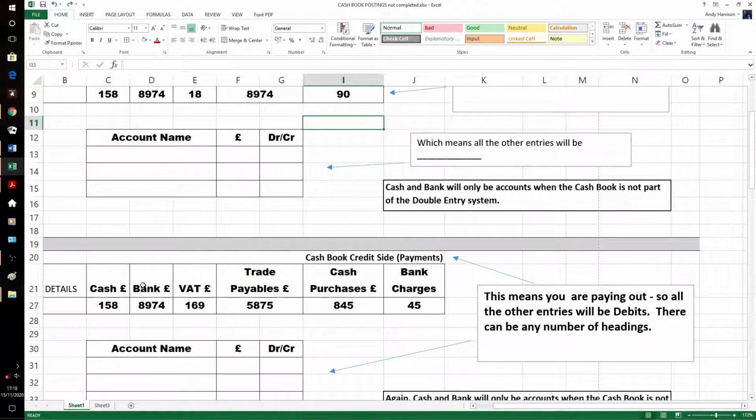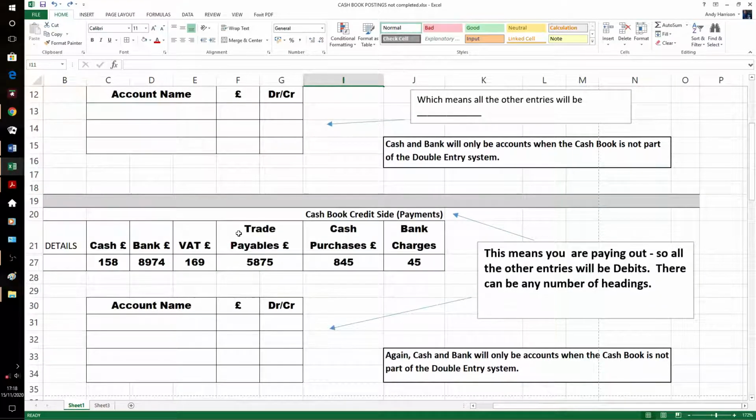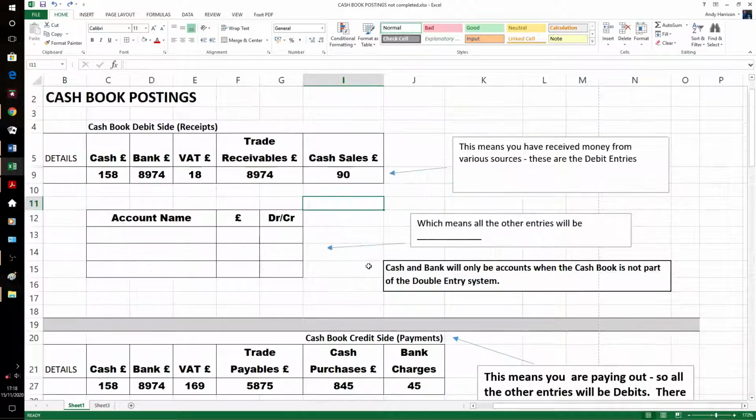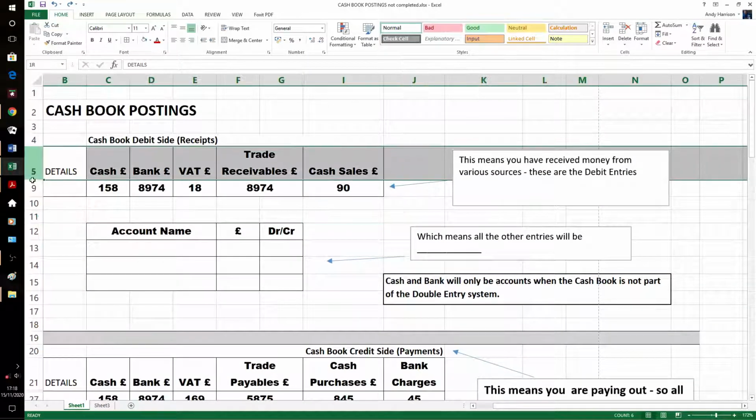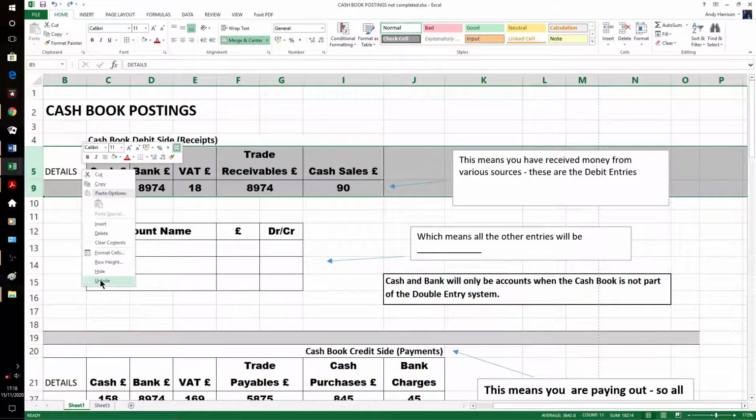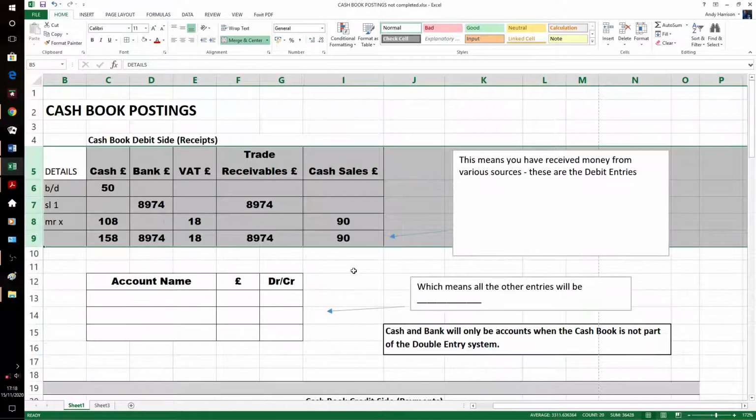So this is a 2-column analysed one. You would anticipate a lot more headings in a credit side of a cash book. So again, we're paying suppliers, making some cash purchases, we've got some bank charges. However, what AAT don't show you in the exam would make it much easier to understand what's happening.